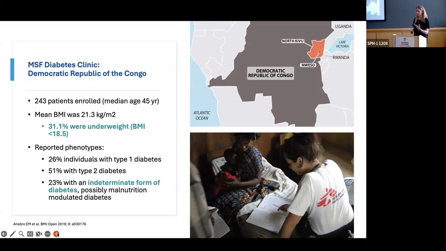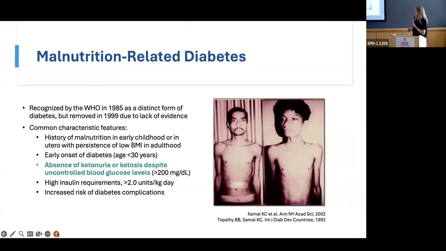So their hypothesis in this paper was, could it be malnutrition-related diabetes? Now, briefly, malnutrition-related diabetes was an entity of diabetes that was originally recognized by the WHO in 1985 as a distinct form of diabetes that was related to undernutrition, malnutrition when you were in utero, if the mom was undernourished, or in your very young years of life. But in 1999, they revoked this, saying, nope, there's not enough data to support this. So this is actually no longer an official WHO phenotype. But there's a lot of discussion around this.